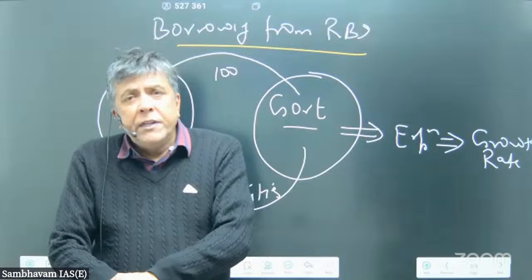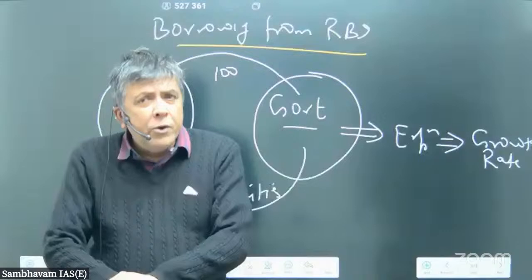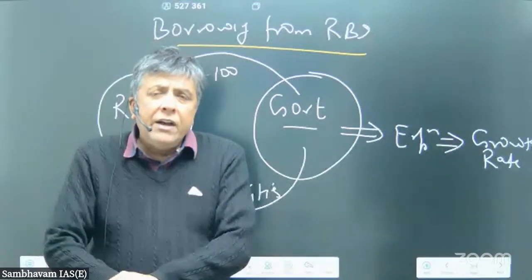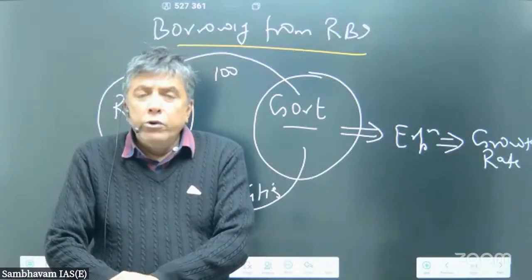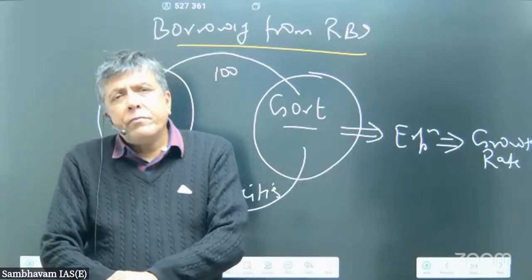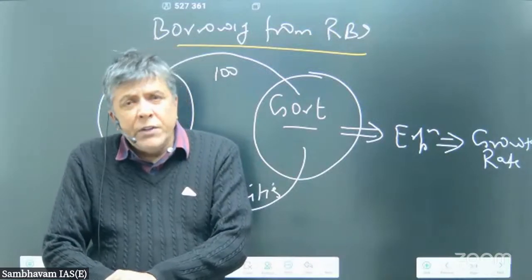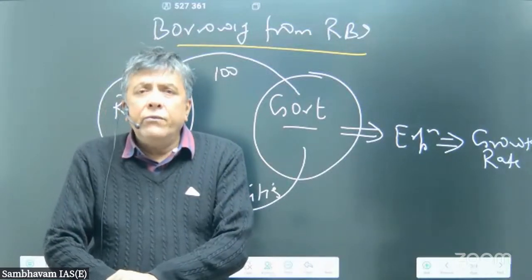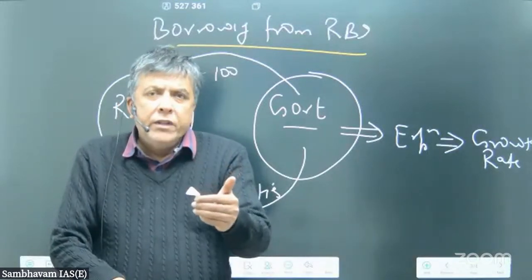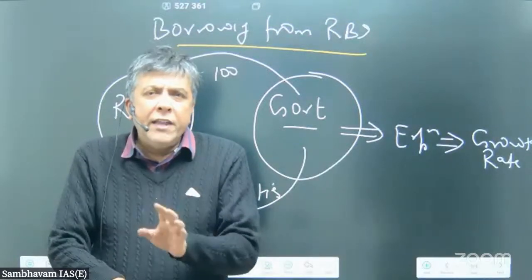But the difference is, bonds are issued for long-term loans whose maturity exceeds 1 year, and bills are for short-term loans whose maturity is less than 1 year. Moreover, one big difference: bonds carry a fixed rate of interest, but bills don't carry a fixed rate of interest. So they are issued at a discount. Everyone remembers? Sabko yaad hai?